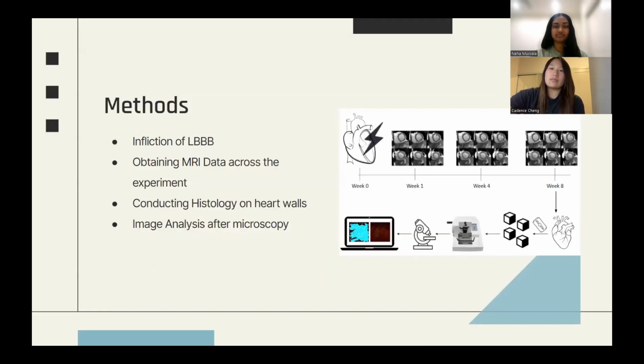First, animal models were inflicted with left bundle branch block, and throughout the course of this 8-week experiment, MRI scans were taken at weeks 1, 4, and 8 to monitor the tissue level remodeling of the heart. Once the experiment was completed, histological processing and microscopy were conducted on the septal and lateral walls, which Neha will discuss in the preliminary results.